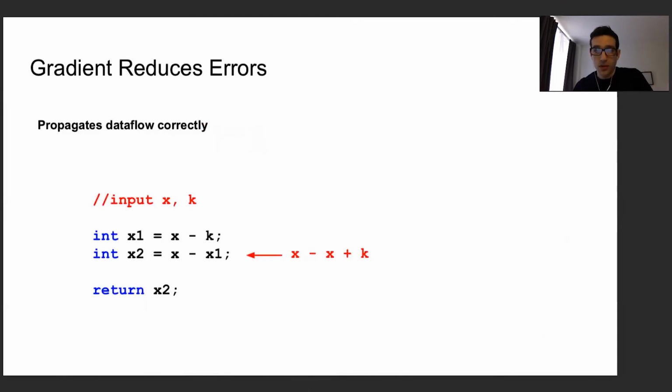Because gradients convey more information about data flows, they naturally avoid many errors without requiring special rules. For example, in this program where the X input is canceled out, the gradient of X1 with regard to X will be 1, and the gradient of X2 with regard to X will be 1 minus the gradient of X1, which also cancels out and becomes 0. Therefore, the gradient of X2 with regard to X will be 0, correctly indicating that there is no data flow from X to X2.